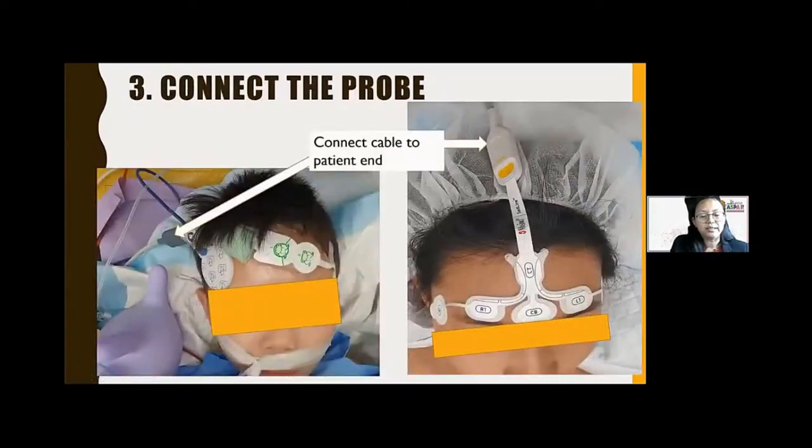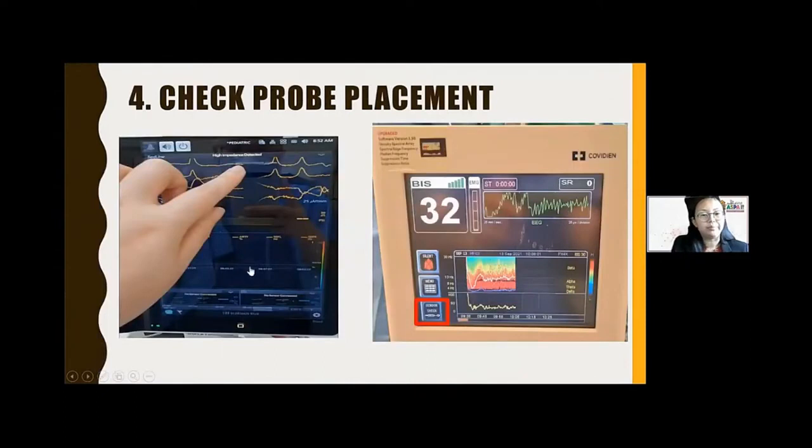In this picture, we see that there are sensors placed on the children's foreheads. These are the connection points for connecting the probe onto the cable. So this is where it is on the left side of the screen for BIS, and the one for the SedLine Masimo is usually in the middle. How do we track probe placement? I'm going to show you a video for how to do so on the Masimo SedLine.